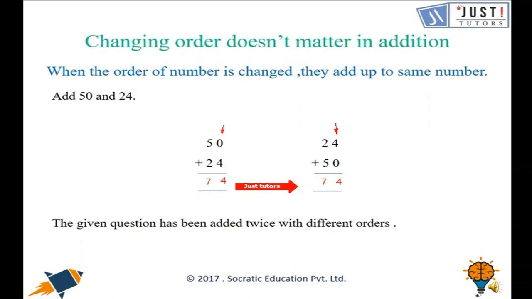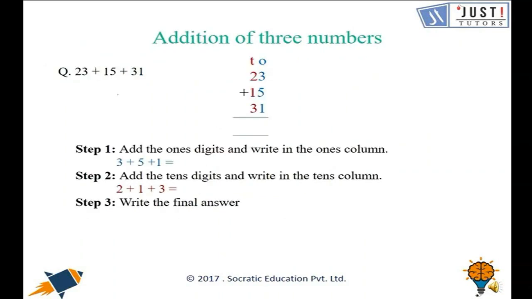Now let's move ahead and try this thing. Adding three numbers. So we have three two-digit numbers, 23 add 15 add 31. Let's see how we can add them together. So we will arrange all of them in the vertical method, that is arranging the digits according to the place values.